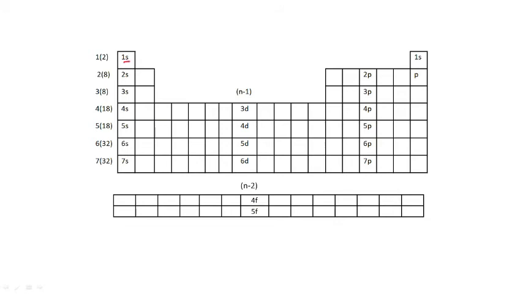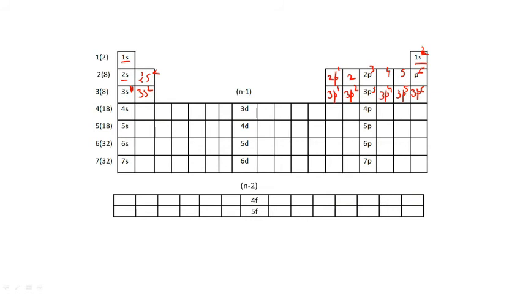Here 1s1, 1s2, 2s1, and then 2s2, the second electron. Then 2p1, 2, 3, 4, 5, and then 6. 3s1, 3s2, then 3p1, 3p2, 3p3, 3p4, 3p5, 3p6. So here, these are the complete orbitals, which are the most stable configurations.